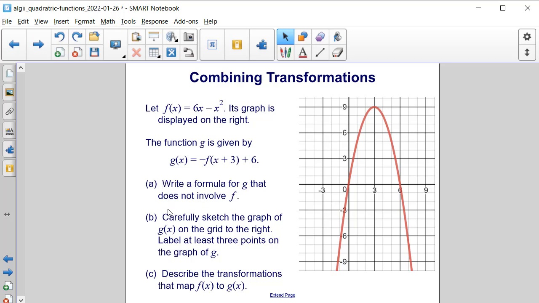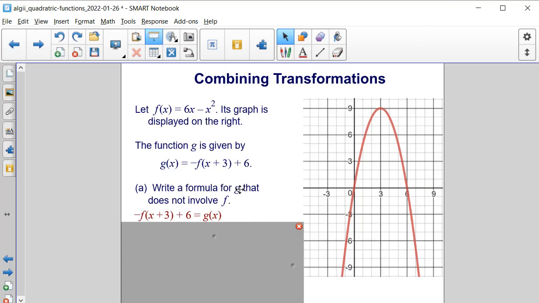Step number 2, carefully sketch the graph of g of x on the grid that's shown, and then we're going to label at least 3 points on that graph. And then we're also going to describe the transformations that map f of x onto g of x. Let's get started. We're going to start by writing the formula for g that does not involve f.